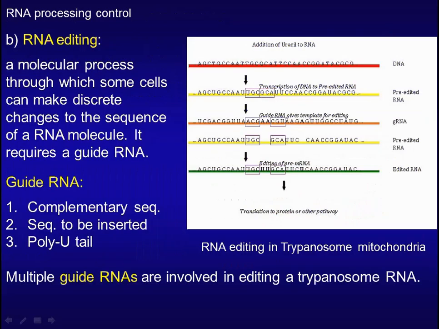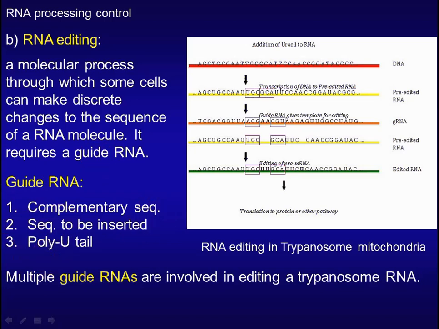Some cells can alter the RNA sequence through RNA editing. RNA editing requires a guide RNA. Guide RNA has three features. First, it is complementary to the target RNA. Second, it carries sequence to be inserted. Third, it carries a poly-U tail.